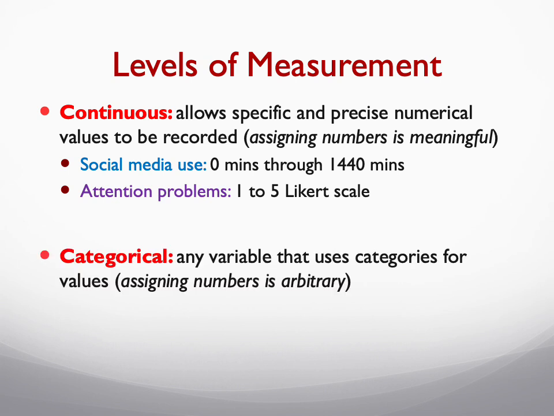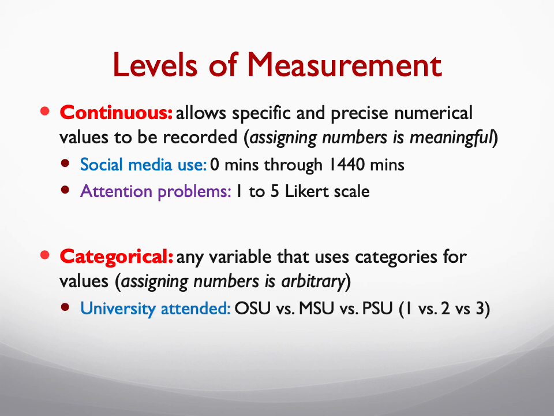This is opposed to categorical variables, which is any variable that uses categories as values. And in this case, assigning numbers is kind of arbitrary. We're still going to be able to, based on our study, understand what those numbers mean. But it could be different across studies, basically the numbers people are assigning to these things. They're in a way arbitrary based on what the researcher decides in that particular moment. So for example, we might have variables like, what university are you attending? Are you attending Ohio State? Are you attending Michigan State? Are you attending Penn State?